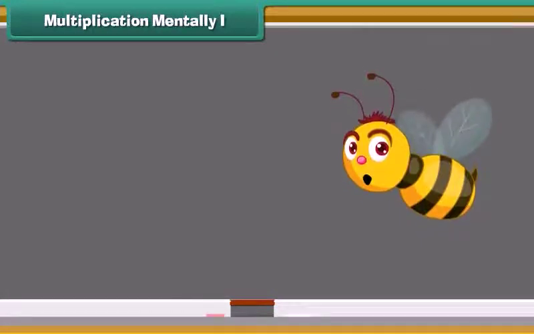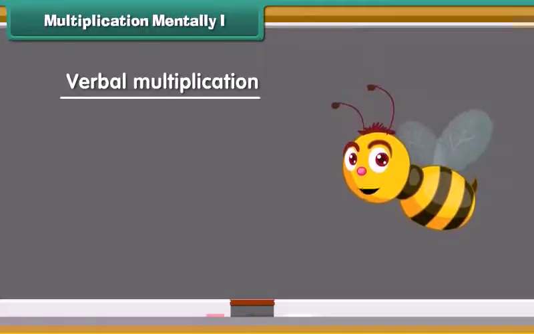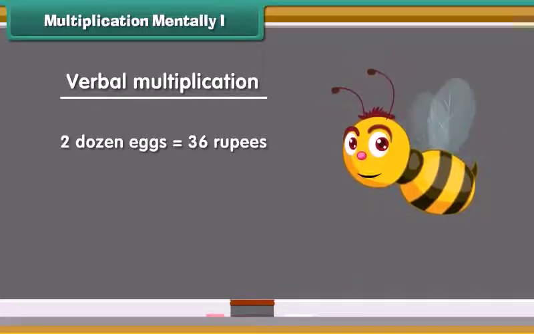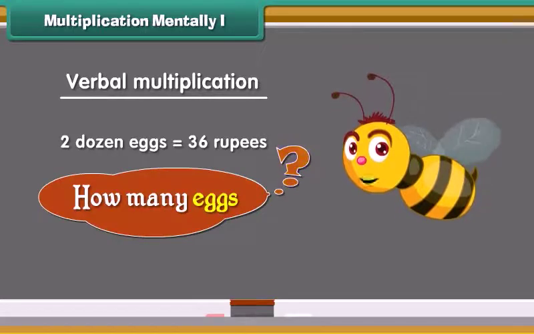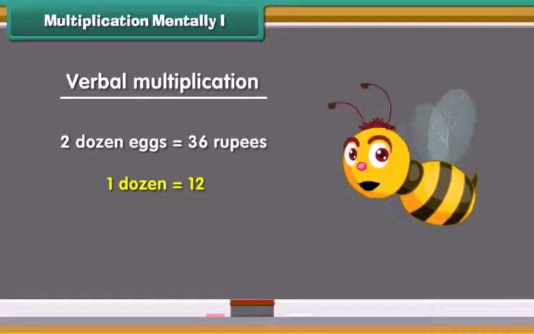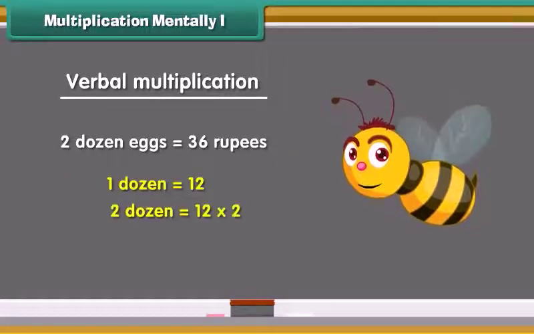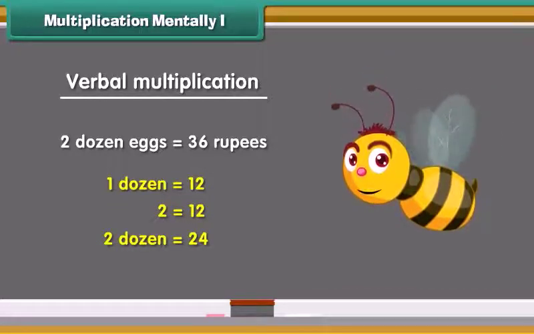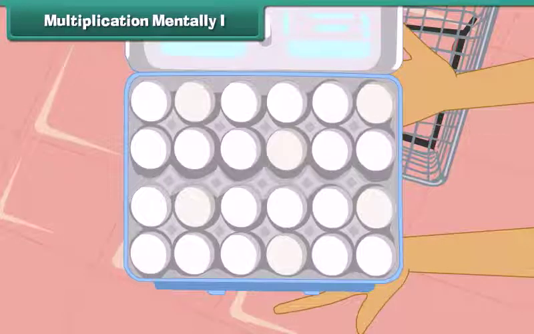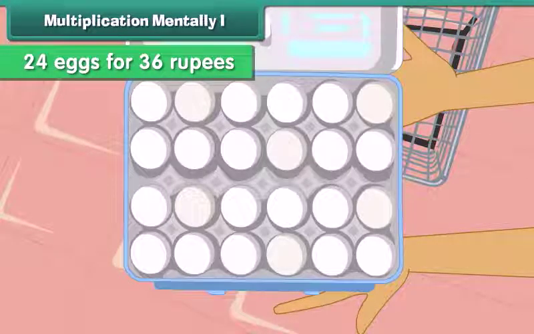Let us look at some examples of verbal multiplication. Jennifer buys 2 dozens of eggs for 36 rupees. How many eggs did she buy? We know 1 dozen is equal to 12. Therefore, 2 dozen will be equal to 24. Thus, Jennifer bought 24 eggs for 36 rupees.